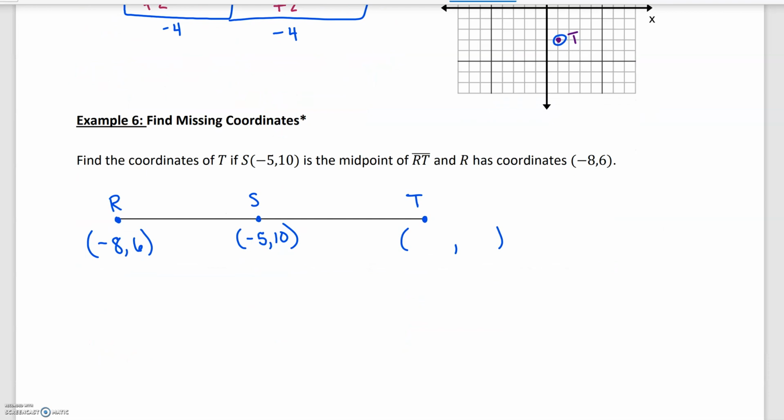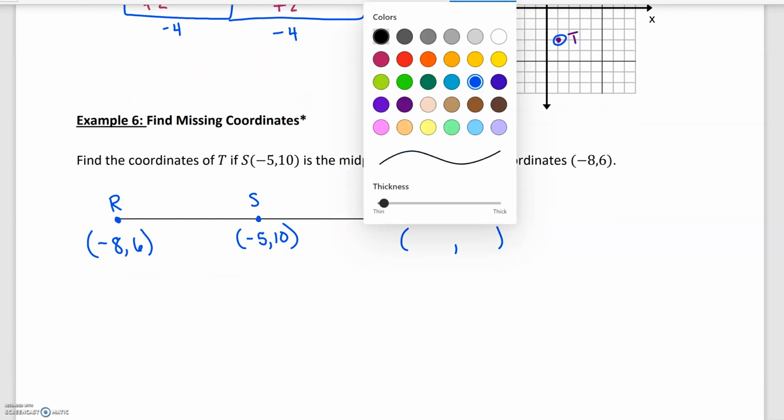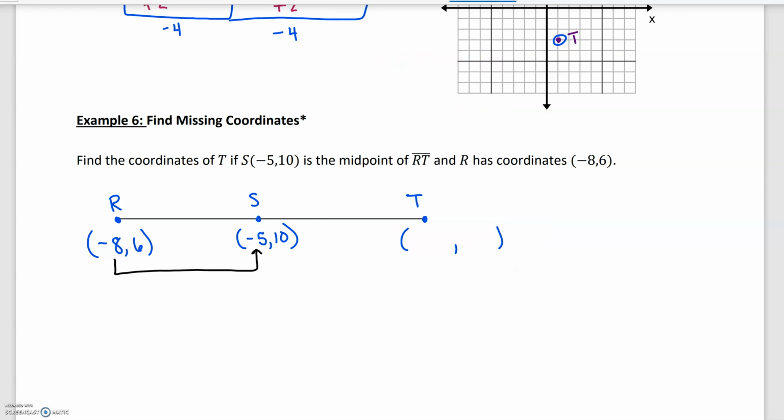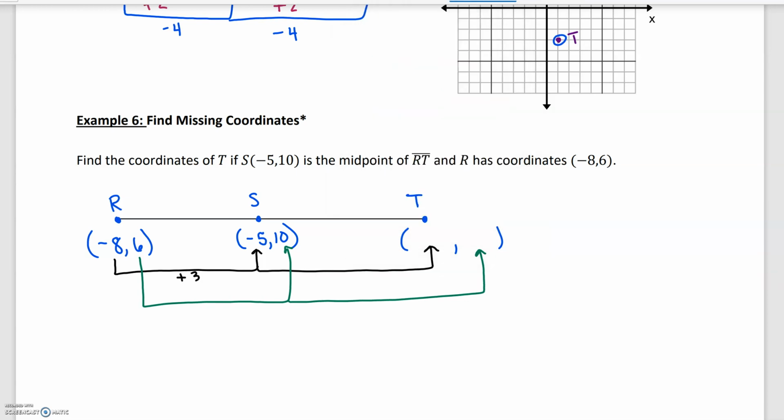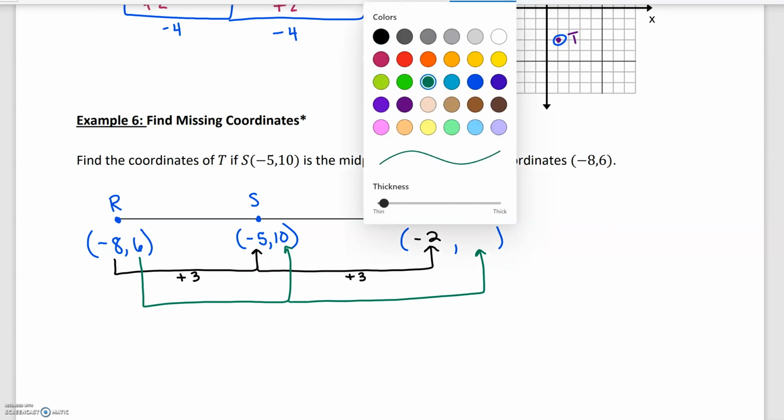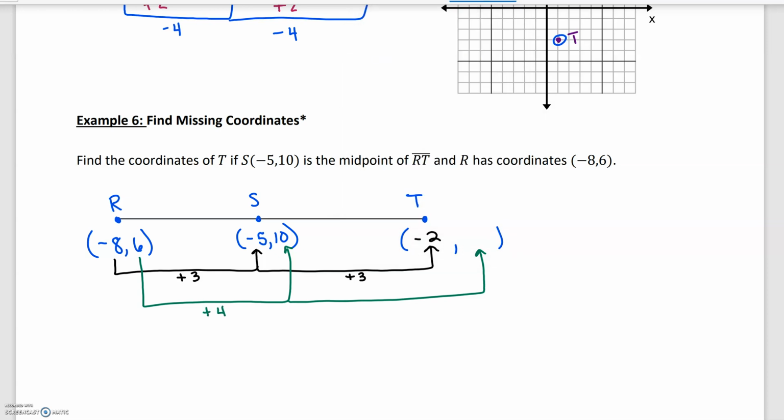All right, so I want you to go ahead and work your way from X to X. What was the change? And repeat that same change from here to here. And then do the same thing for your Y's. And hopefully you got -2, 14 for your point T.